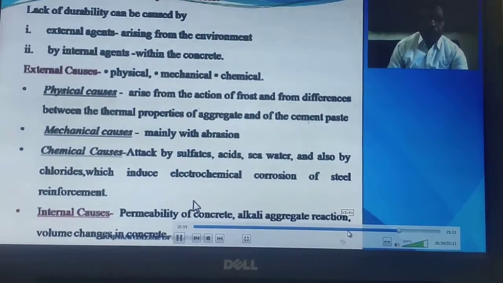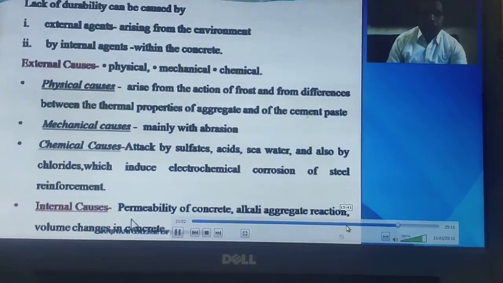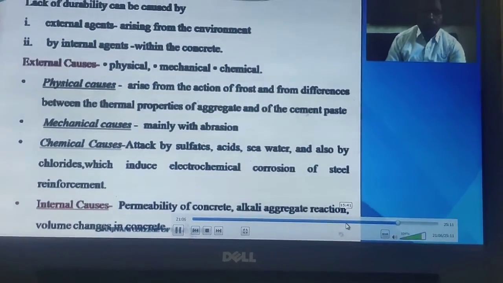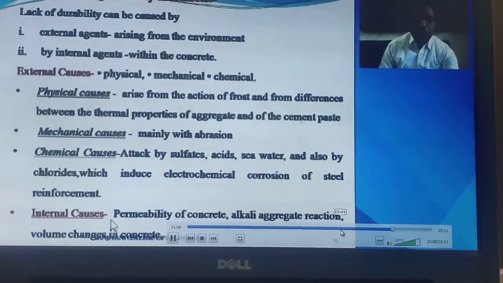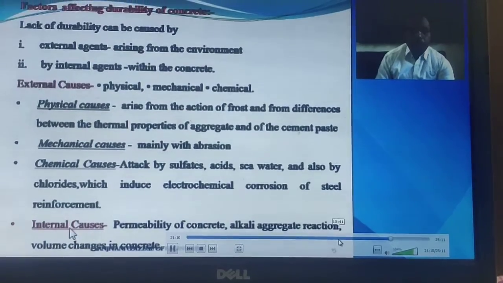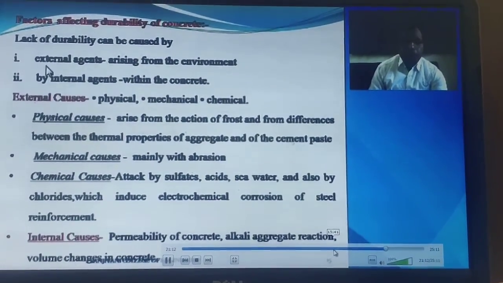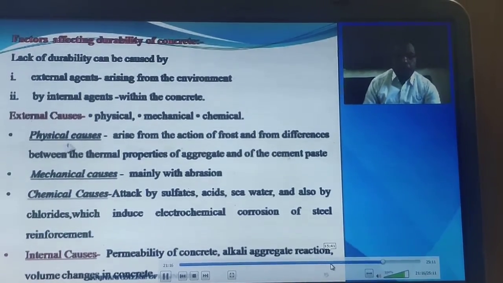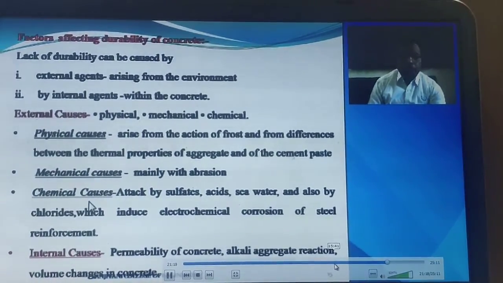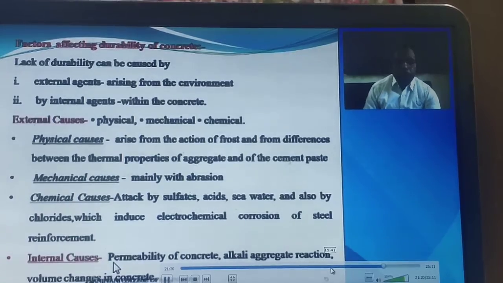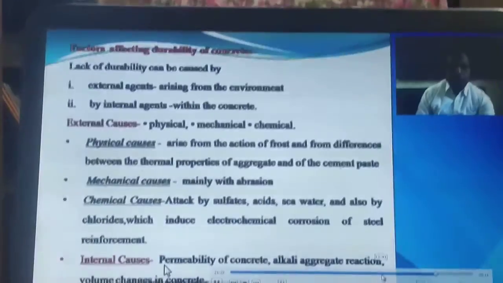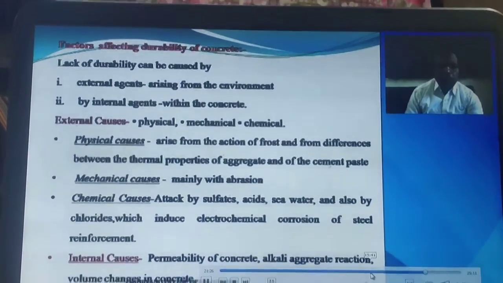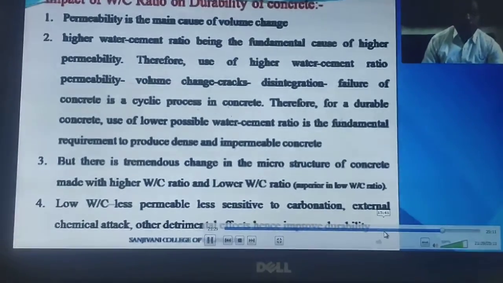steel reinforcement. So, what are the internal causes? Permeability of concrete, alkali aggregate reaction, volume change in concrete. These come under the internal causes. So we have seen two factors, external agencies and internal agency. External causes are physical, mechanical and chemical, and internal causes are due to the concrete itself. So these are the factors affecting the durability of concrete. Let's move to the next slide.